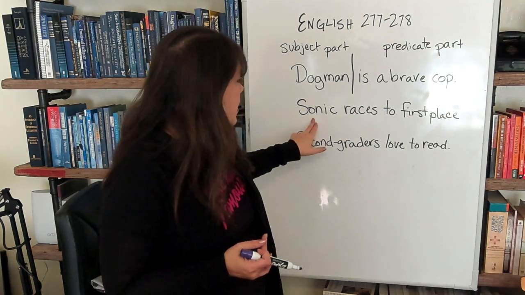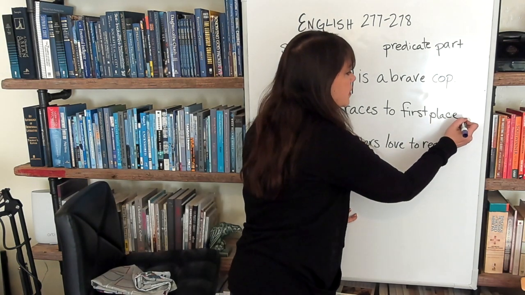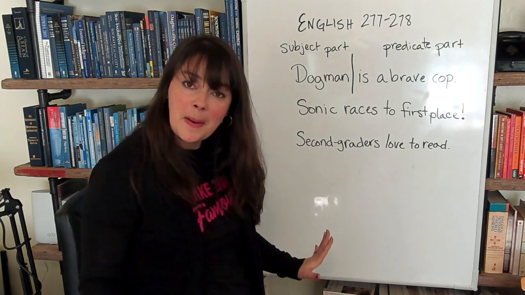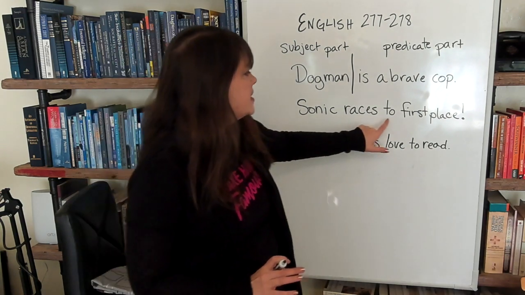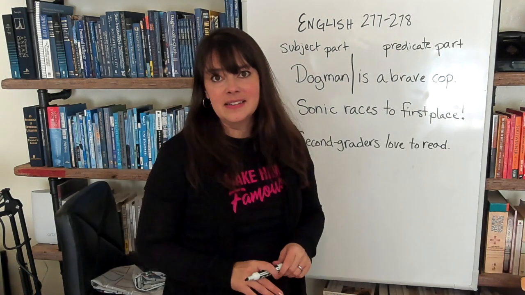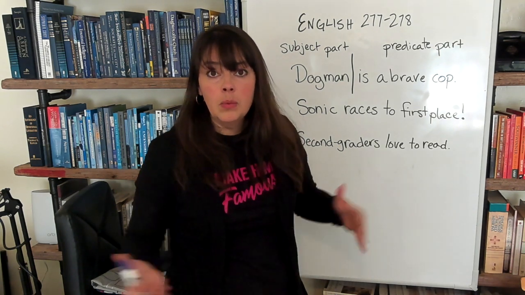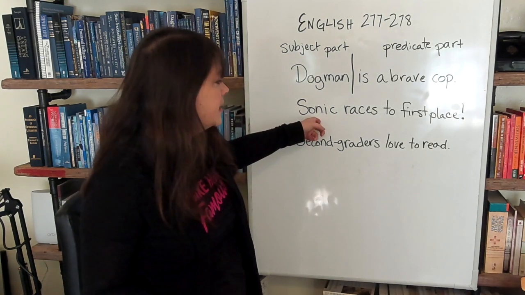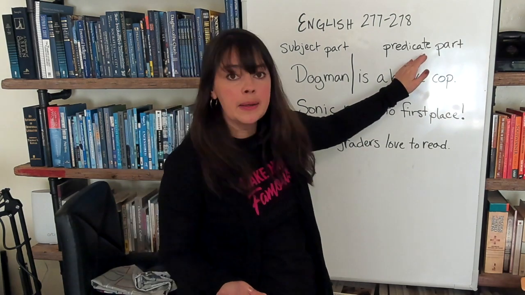And now look at this one. Sonic races to first place. Look, I forgot my end mark. It's not a complete sentence without an end mark. I'm glad I saw that. Sonic races to first place. Right? What's the subject part of this sentence? Well, who or what is this sentence about? It's about Sonic.